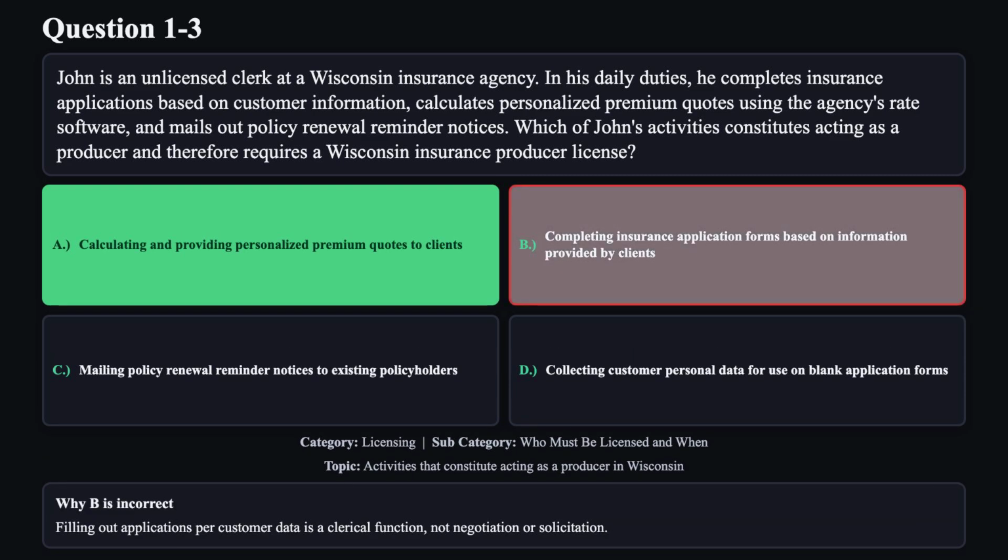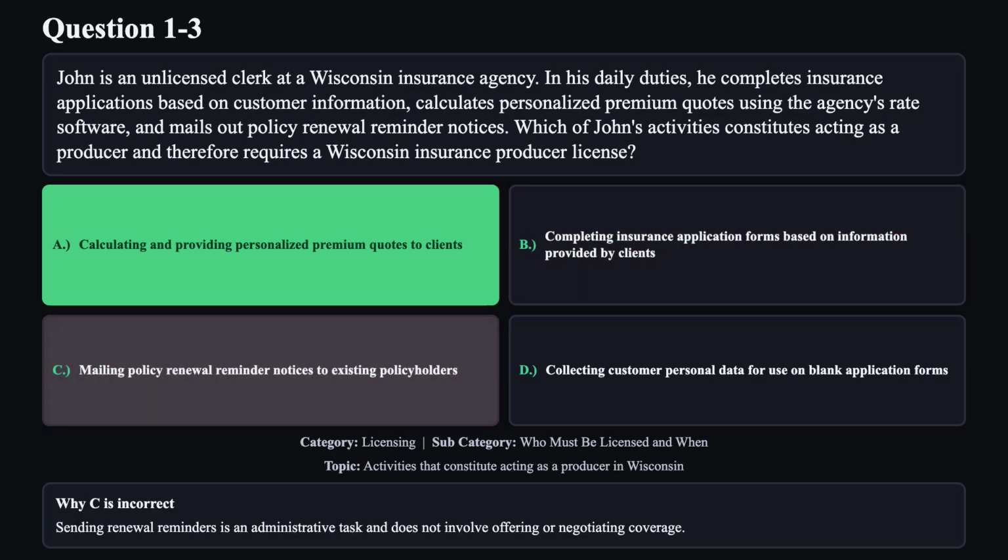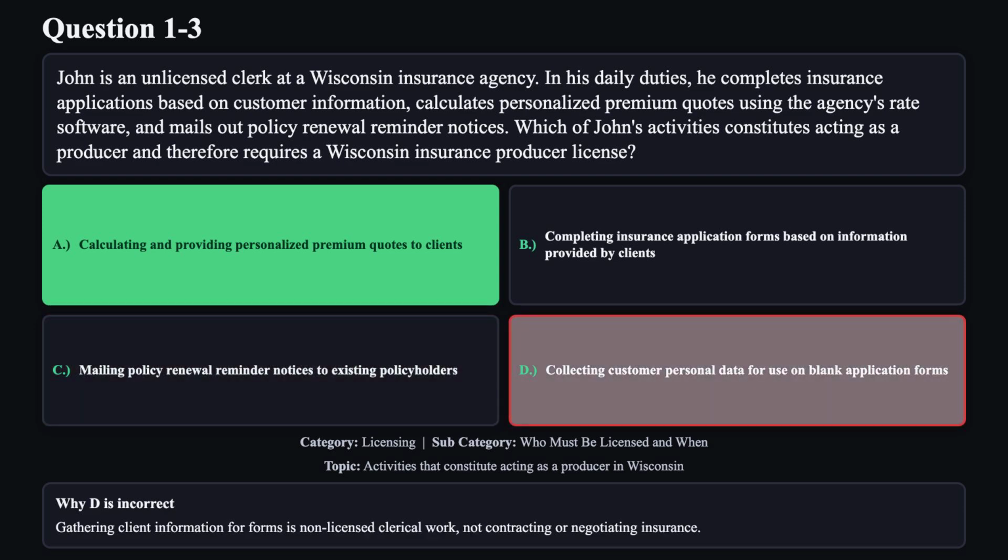Reason B is not correct. Filling out applications per customer data is a clerical function, not negotiation or solicitation. Reason C is not correct. Sending renewal reminders is an administrative task and does not involve offering or negotiating coverage. Reason D is not correct. Gathering client information for forms is non-licensed clerical work, not contracting or negotiating insurance.